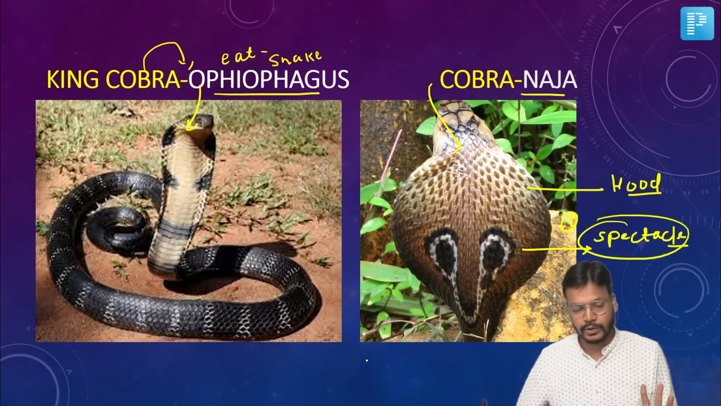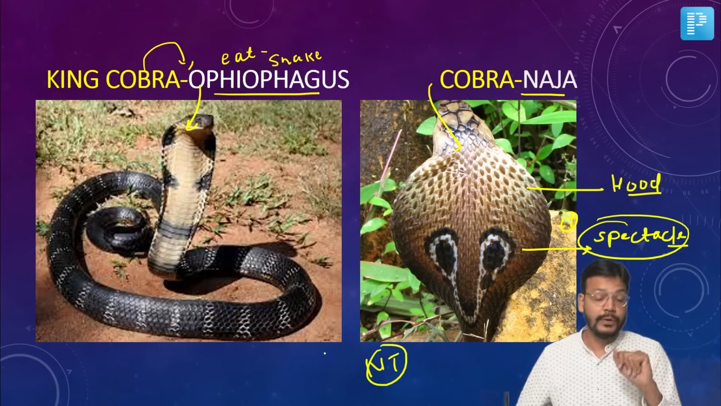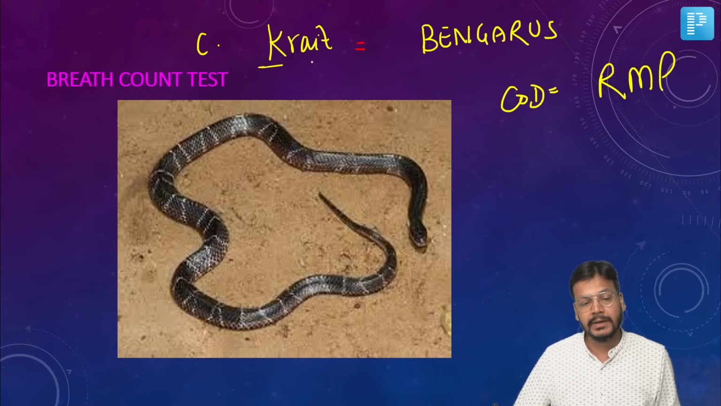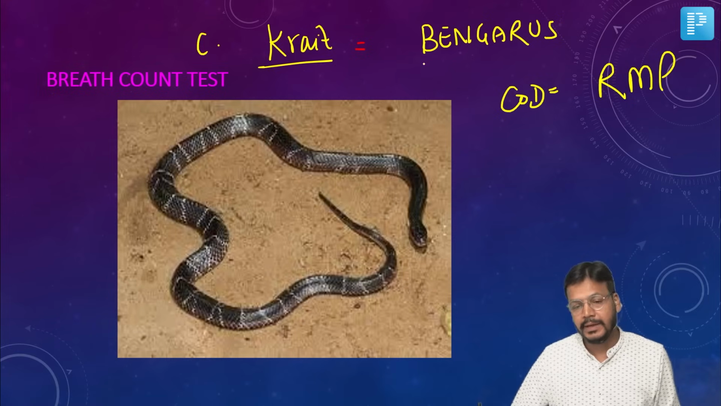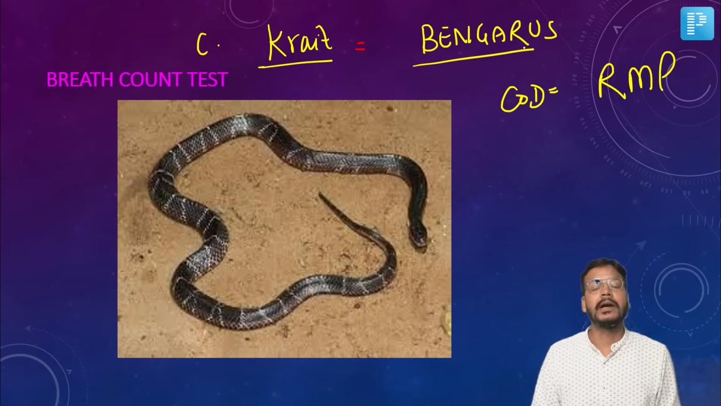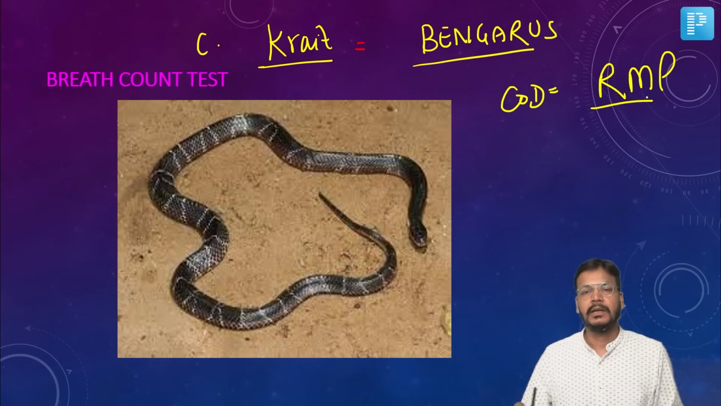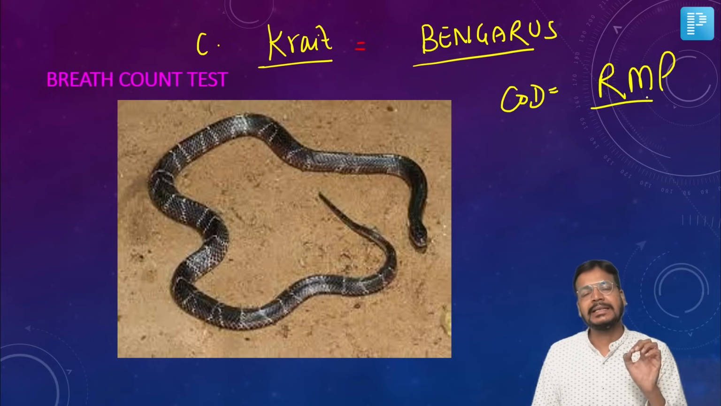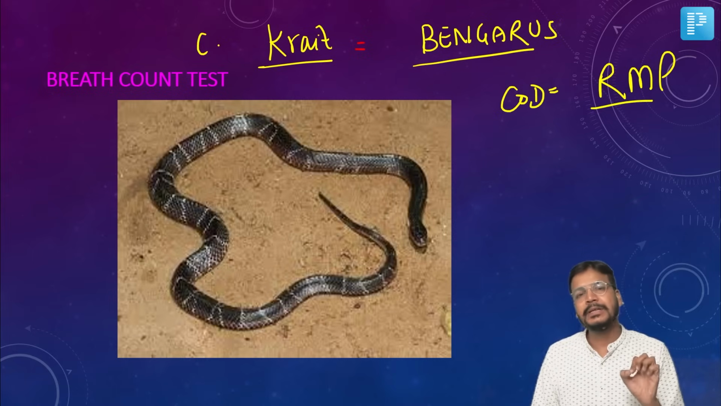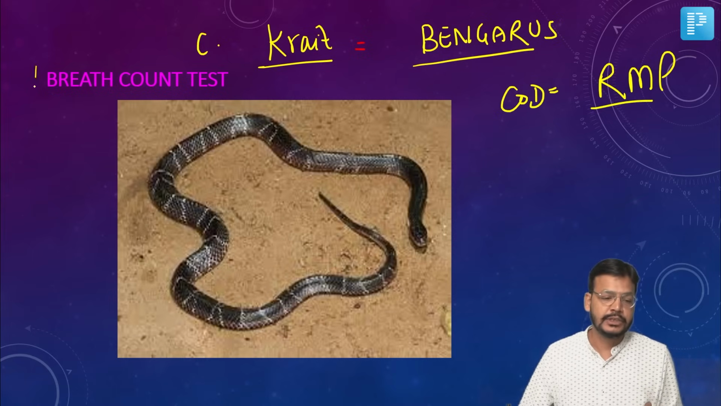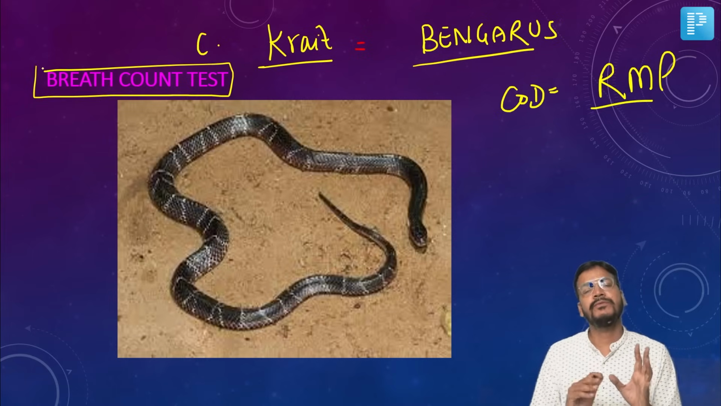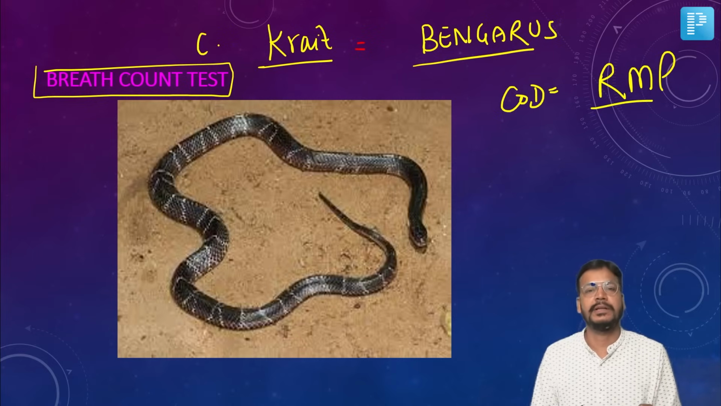Both are neurotoxic. One more neurotoxic snake is the common krait. Common krait is Bungarus, and the cause of death in all neurotoxic snakes is respiratory muscle paralysis. RMP is respiratory muscle paralysis. That's why, sir, what test is done for this neurotoxic snake? Breath count test.